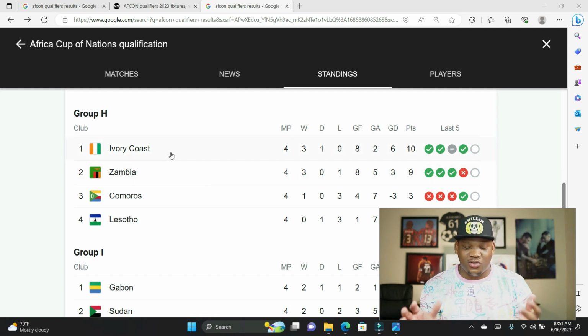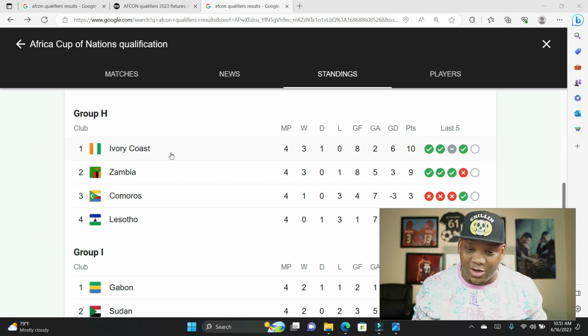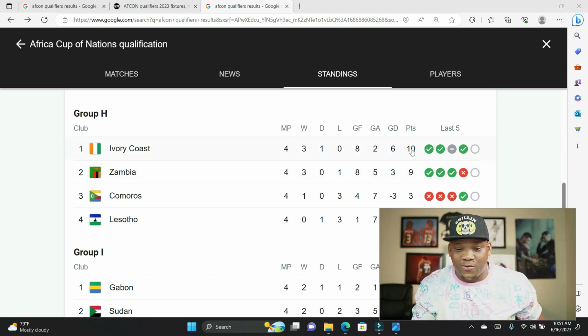They're just playing to stay in shape, for the team to stay in shape and have the players have something to compete for and to get ready for the African Cup of Nations. But since they're the host nation, they automatically qualify. And they're still top of the group with 10 points, which means Ivory Coast is there.